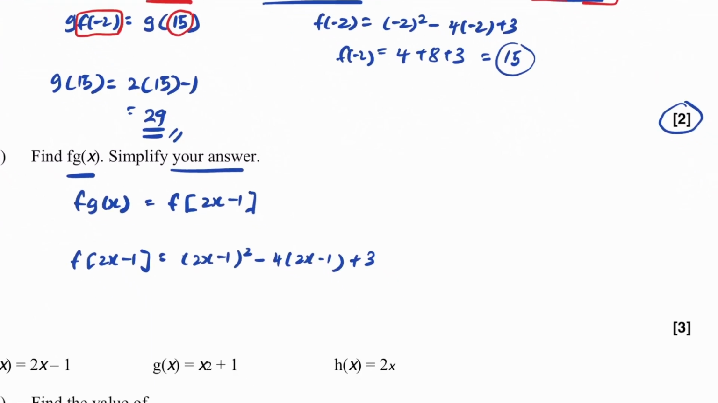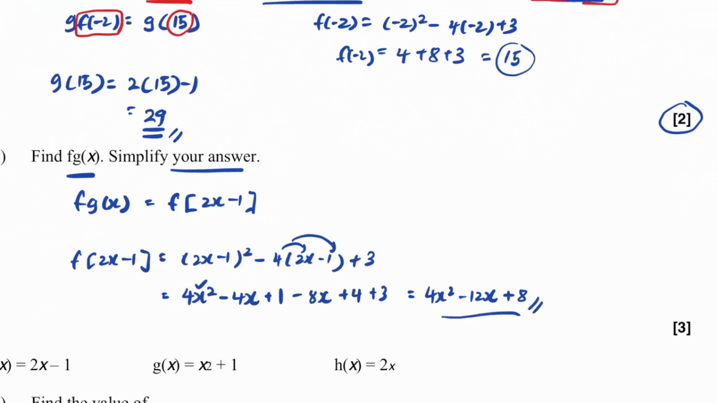So you'll be getting tested for algebra here. Do the normal expansion. So this will be 4x squared minus 4x plus 1, then expand this in, minus 8x plus 4 plus 3. Next, group all the like terms together: 4x squared, and minus 4 minus 8 is minus 12x, and 1 plus 4 plus 3 is plus 8. So this is the answer that has been correctly expanded.